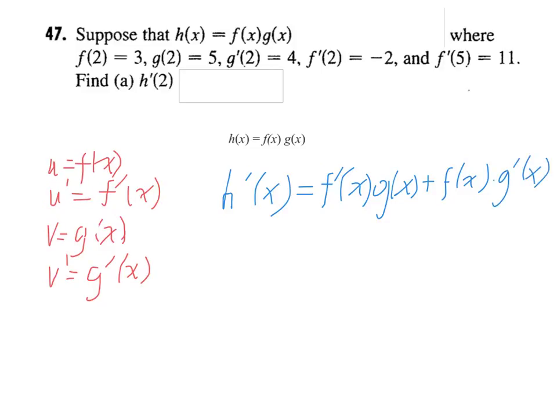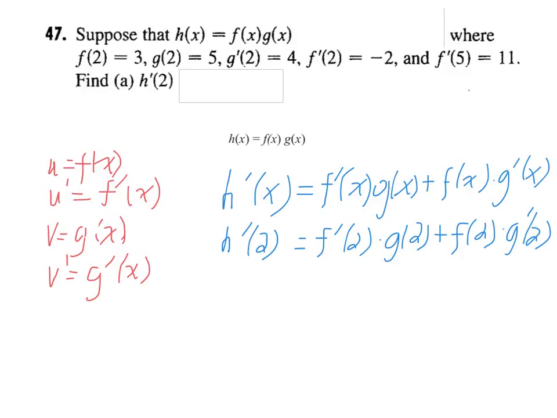In the last example that we did, we just left it go. We didn't know any more information about the functions. But here we do. We have a list of information. Unfortunately, though, only at the point 2. Now, we're asked to find h prime of 2. So everywhere you see an x in this expression, I'm going to put a 2 in its place. This will be f prime of 2 times g of 2 plus f of 2 times g prime of 2.